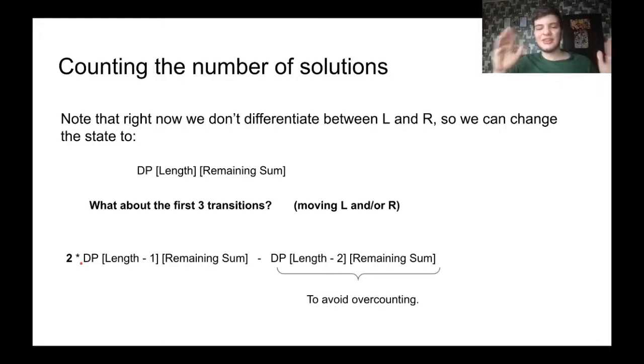And again, because of this double counting of setting both the left and the right to 0, we need to subtract the answer when we have decreased the length by 2. This is pretty much when we set the left and the right both to 0. So this is pretty much the transition for the first three cases. It now becomes just a single thing.